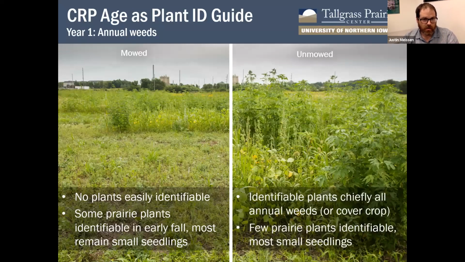If you don't end up mowing, whether it's because the spot is too wet or it just got away from you, you've got lots of opportunities to identify plants, most of which are annual weeds or cover crop. Even in this situation without mowing, most prairie plants are going to be extremely small seedlings, again, that are very difficult to ID, though you would be able to find one occasionally towards the end of the season.